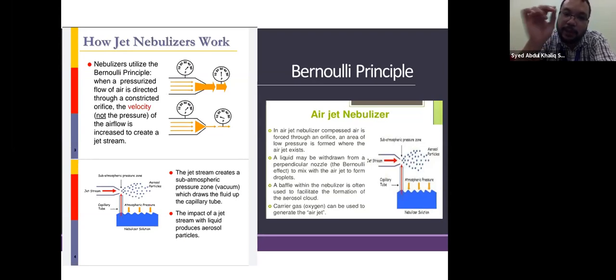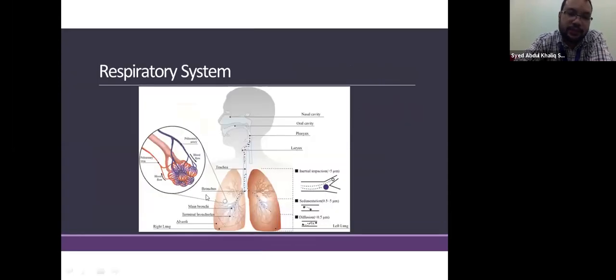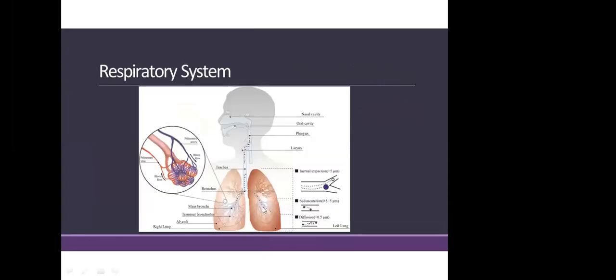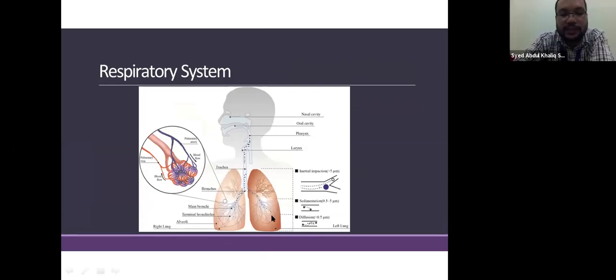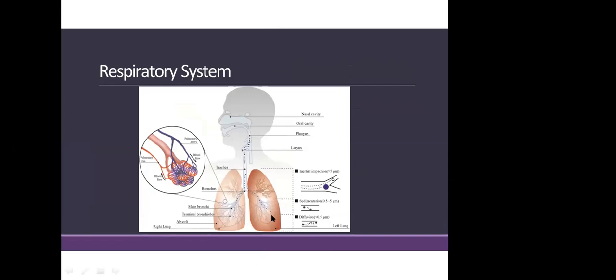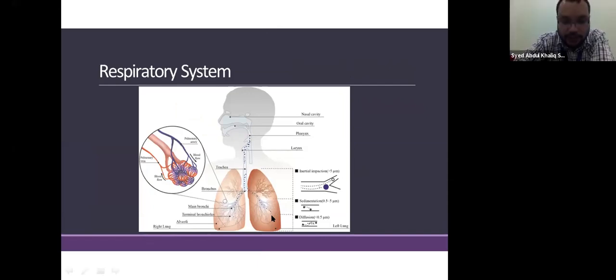So smaller particles get into the lung much better. They get into the smaller airway. So that is why you want the smaller particles. So that is one thing. The next thing you need to remember is that nebulization is an aerosol generating procedure. It's an AGP, aerosol generating procedure.